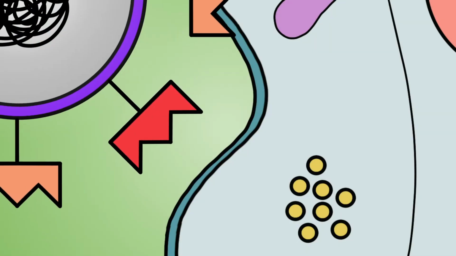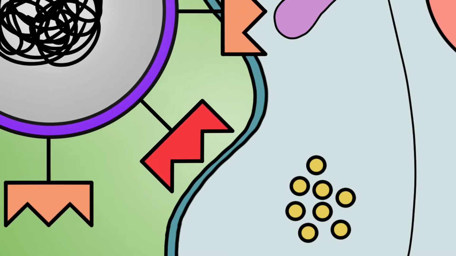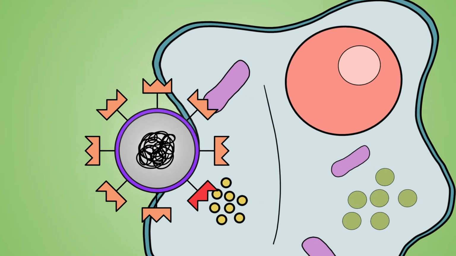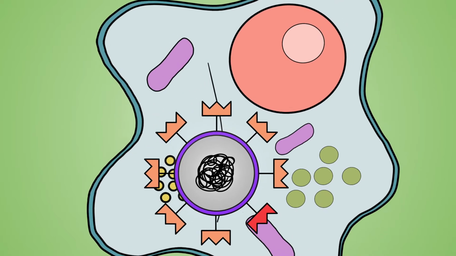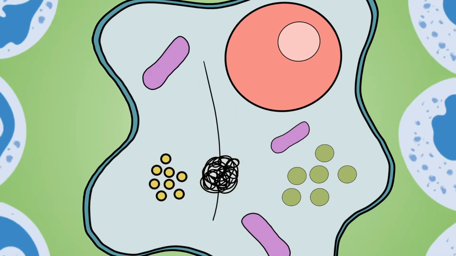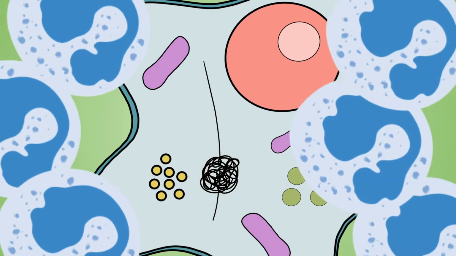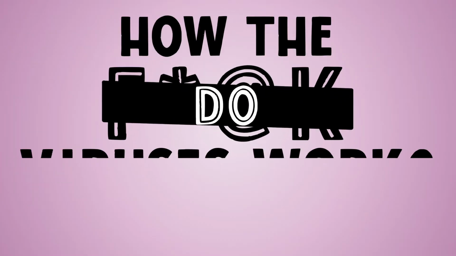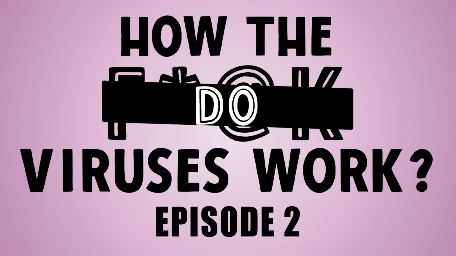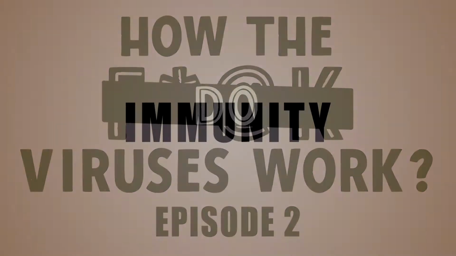notification bell. My last video describes how viruses interact with host cells to start an infection. The next step in this process is how the host immune system fights back. Let's get started. How the f*** do viruses work? Episode 2. What is immunity?